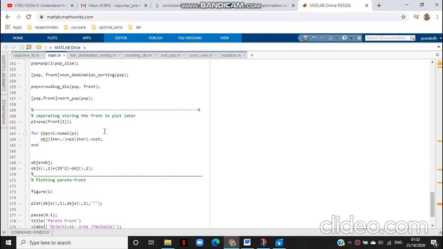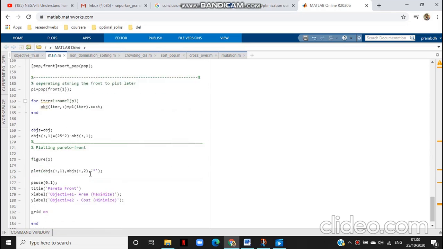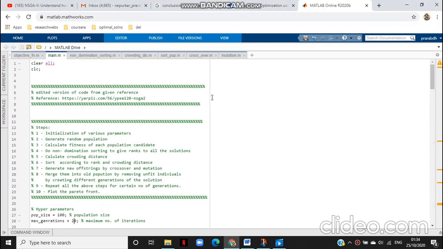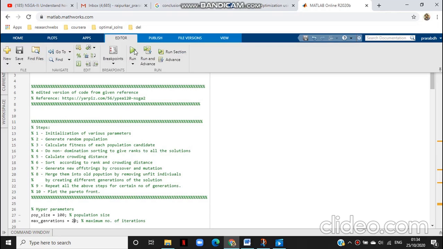After doing that, for converting it back, like I said earlier, we are doing the minimize function. We are converting back into maximize and minimize objective functions by subtracting the old minimizing function from 625, that is 25 squared. And here is the code for plotting the Pareto front. Now we will be running the code for 20 iterations and with a population size of 100.